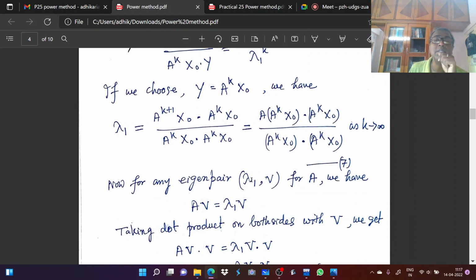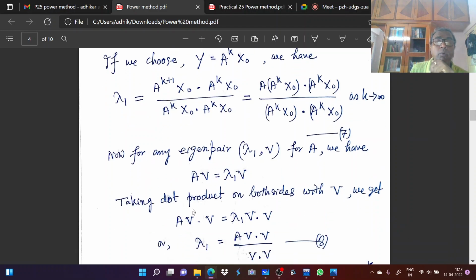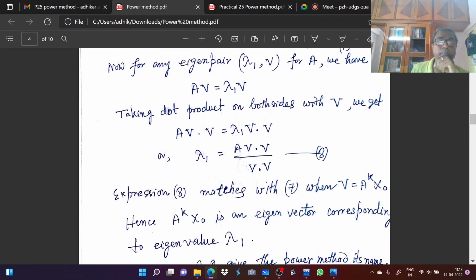Now for any eigenpair, this lambda 1 is the eigenvalue and v is the corresponding eigenvector. That's called an eigenpair for the matrix A. So we have A v equal to lambda 1 v, and taking the dot product on both sides with v, A v dot v equals lambda 1 v dot v. So lambda 1 equals A v dot v by v dot v. Here dot means the vector dot product.